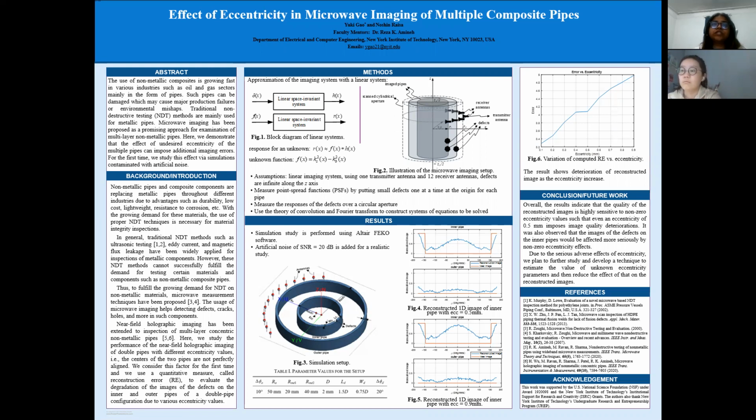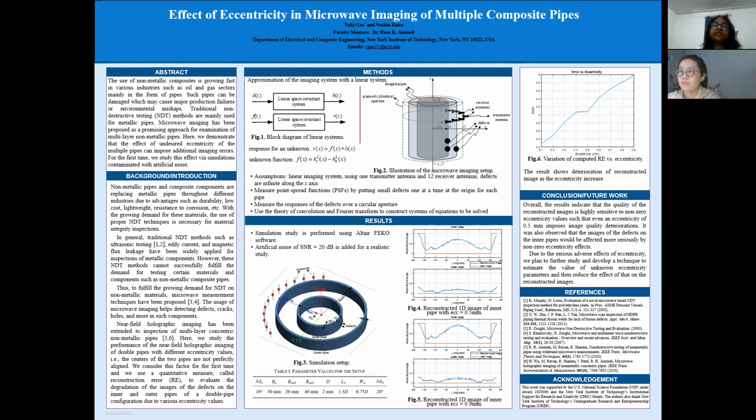Moving on to the results section, as mentioned earlier, our research was to study the effect of eccentricity. The setup in which the simulation was performed included two circular pipes. The radius for the outer pipe was 40 millimeters, while the radius for the inner pipe was 20 millimeters. We had 13 antennas around the outer pipe, one of them being the transmitter antenna, while the other 12 were receiver antennas. Other parameters such as thickness, loss tangent, and relative permittivity of both pipes were similar.